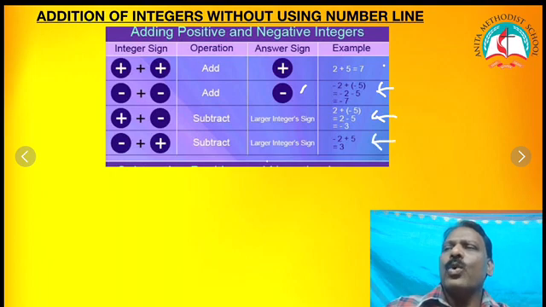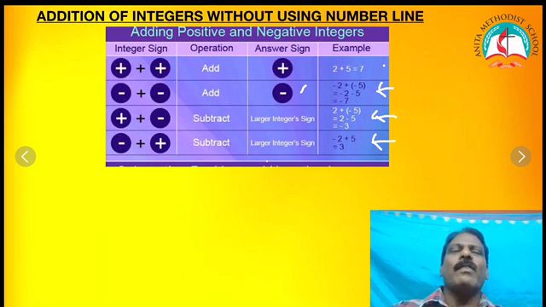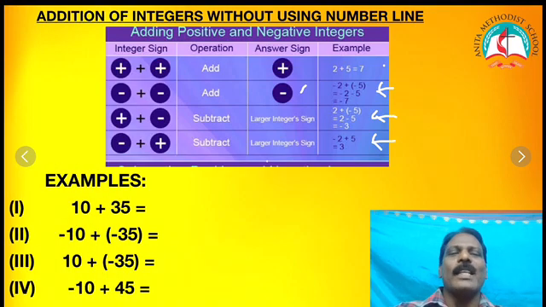Minus 2 plus 5. What sign is greater? The greater sign is 5. Okay. So, the answer will come plus. What's the difference between 5 and 2? 3. So, the answer is plus 3. So, these are all given examples. So, more examples we'll see.